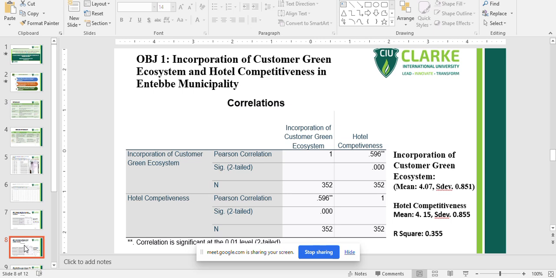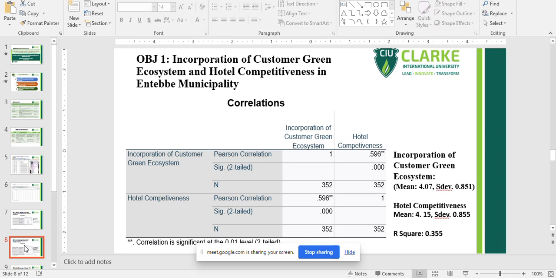And this is also very significant, meaning that if hotels in Entebbe municipality have got to remain competitive, then they have got to incorporate customer green ecosystems so that they match with the competitive edges of hotels which are close to the airport, and this was when this relationship was run using a linear regression.